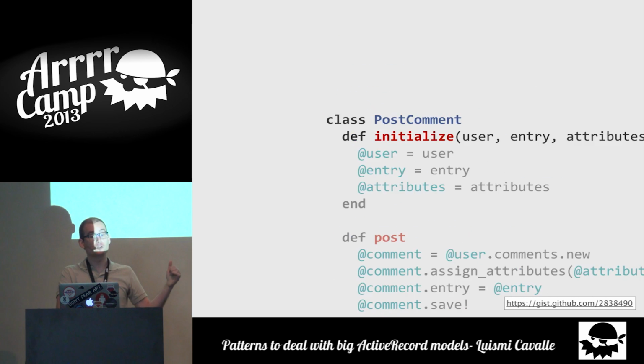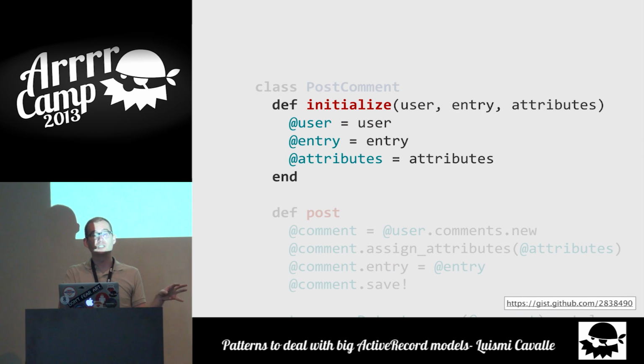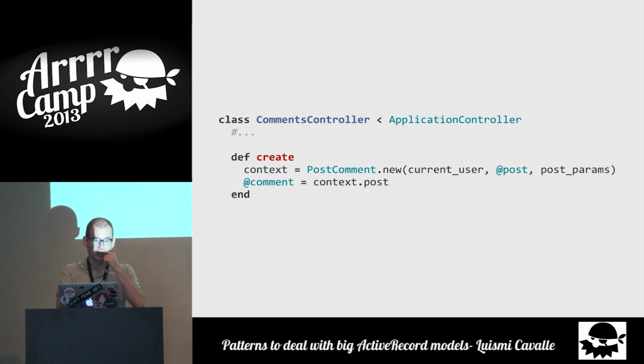This is one example of a context object. Basically, this plain Ruby object will handle the use case of a user posting a comment in an entry of my application. In the initializer, the object will receive the user who is posting, the entry where she is posting the comment, and the attributes of the comment. And in the post method, the object will create the comment first, and then execute any other logic necessary, like setting the language of the comment, checking whether the comment is spam, notifying by email, and posting to Twitter and Facebook. And this is how this object will be used from the controller. A new instance of the context is created, and then the post method is invoked. That's it.